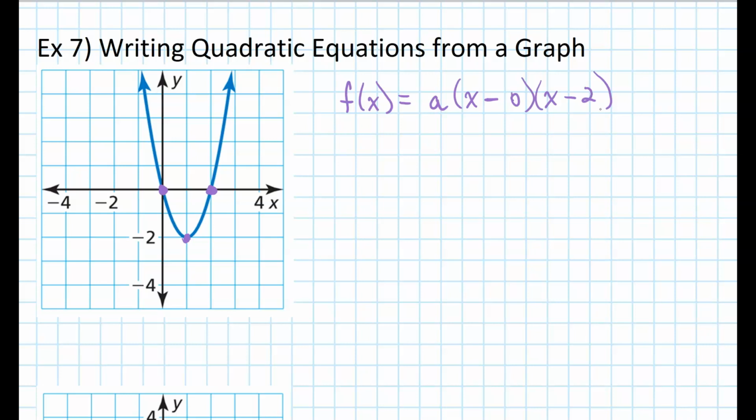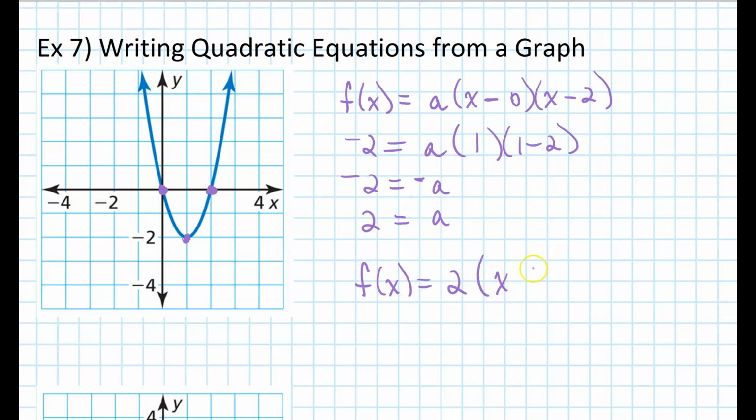Okay, so the y value is -2. -2 is equal to a. What's my x value? 1. So I'm going to get 1 minus 0 and 1 minus 2. So this is -2 is equal to a times 1 times -1, so it's negative a. So a is equal to 2. And there is our equation.